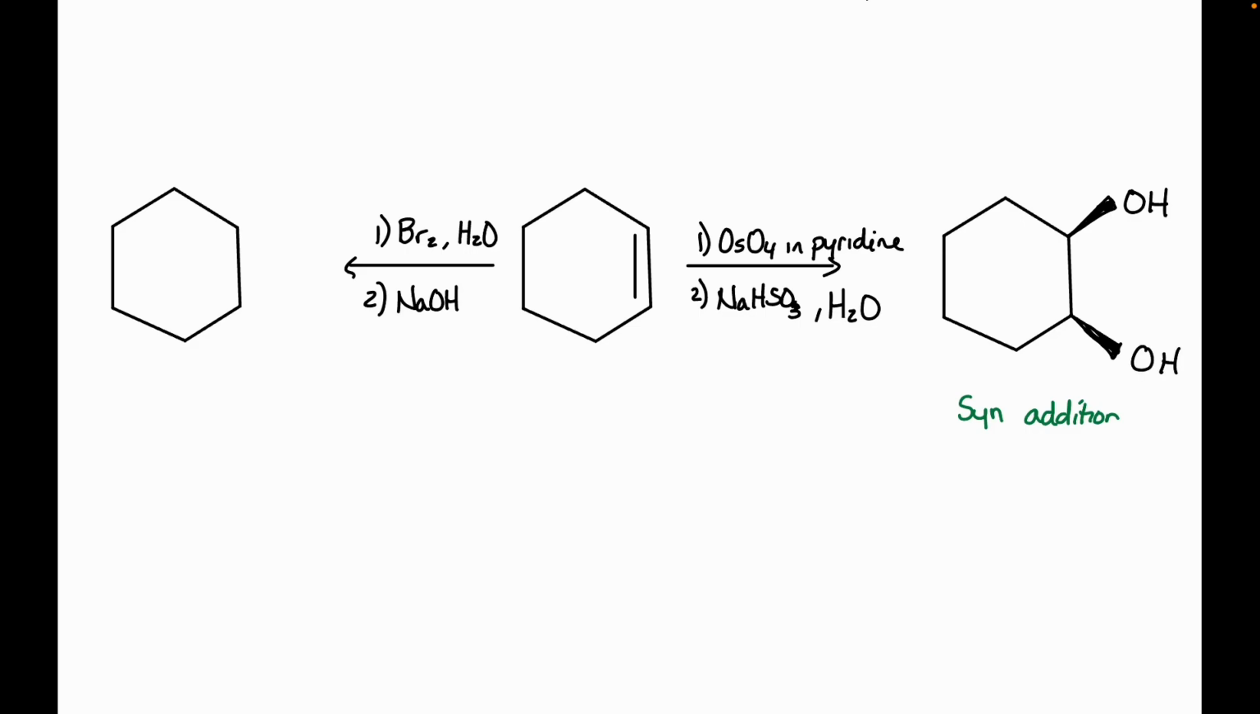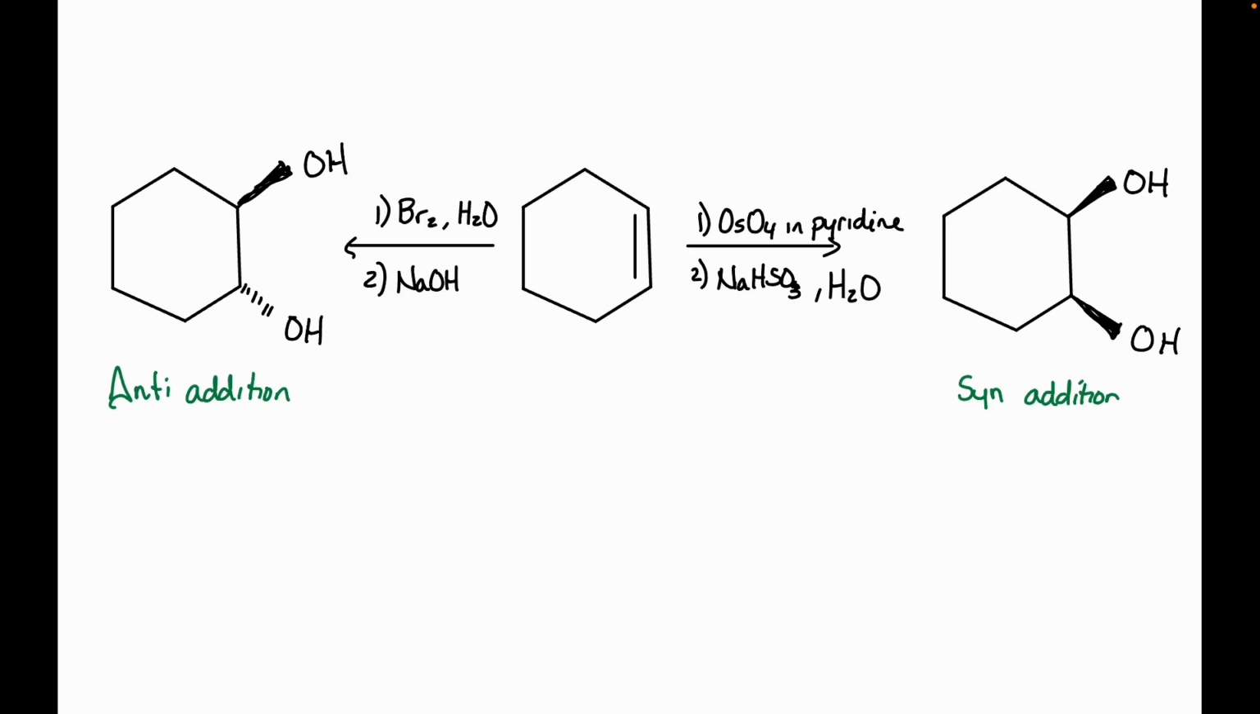If we do the other method, that's what we call an anti addition, or they're added to opposite sides. So in both cases, we get a diol. The difference is the stereochemistry. So, starting with an alkene, we've got a few different methods for preparing these alcohols.